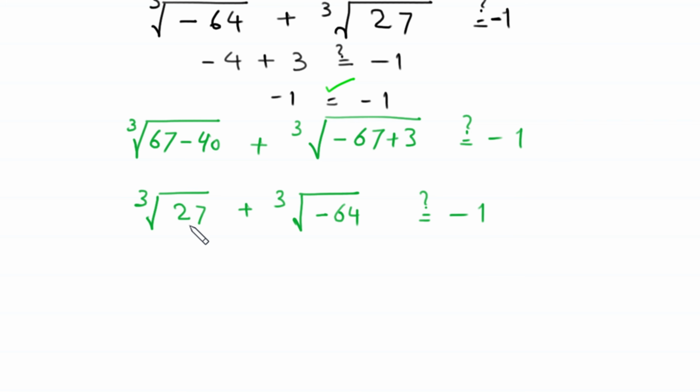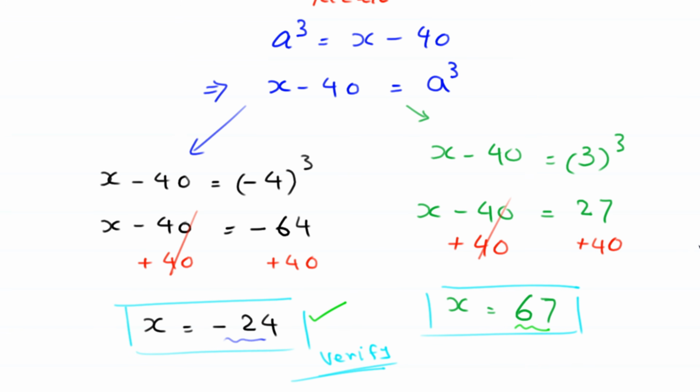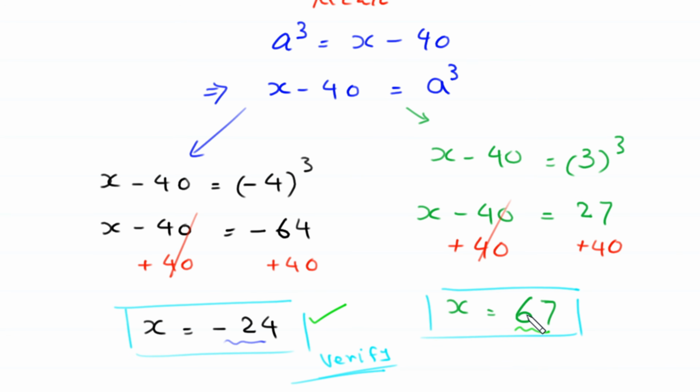Now this cube root of 27 is 3, plus this cube root of negative 64 is negative 4. Is it equal to negative 1? And 3 plus negative 4 is negative 1, which is equal to negative 1. You can see that the left hand side is equal to the right hand side. It means this second value of x, 67, is also a valid solution.